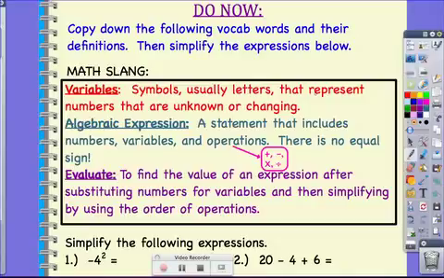Number 1, -4 squared. For this question, only the 4 is being squared. And then we're taking the opposite, -16. Number 2, 20 minus 4 plus 6, the answer is 22. If you said 10, you'll see in a couple of slides why you made a mistake when following the order of operations.